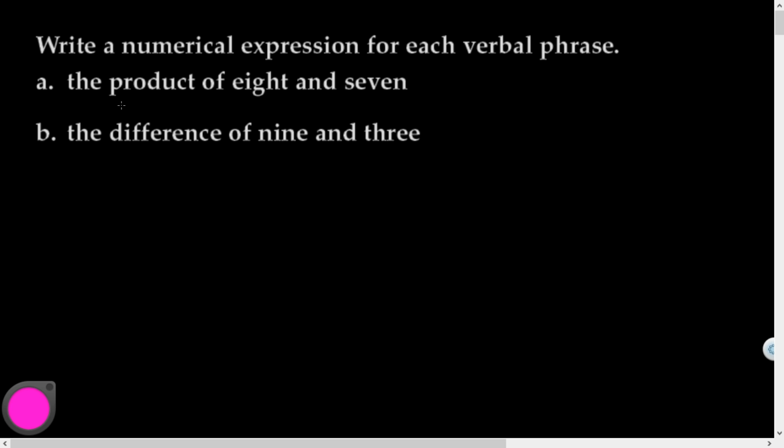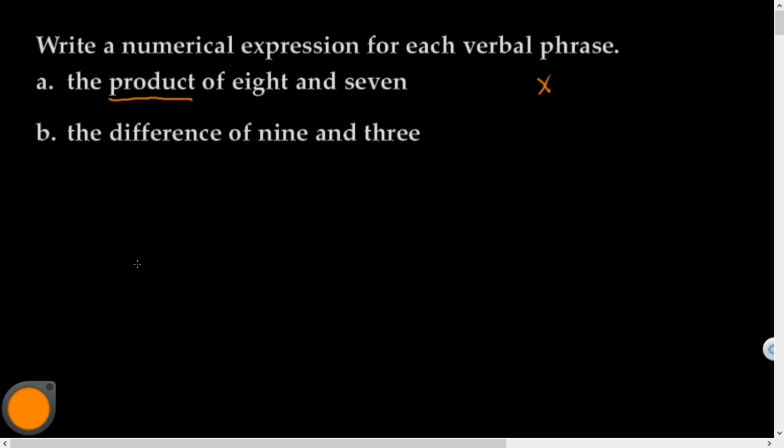So for part A here, it says the product of 8 and 7. Now, I'm going to be super slow about communicating this. I'm going to be taking my time. And so this is what we got. The product of 8 and 7. So when I read the word product, I'm assuming this means multiplication.